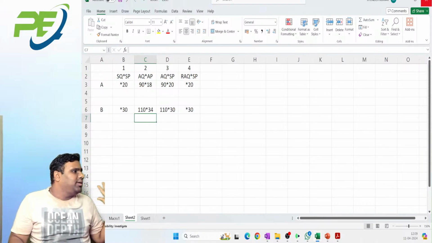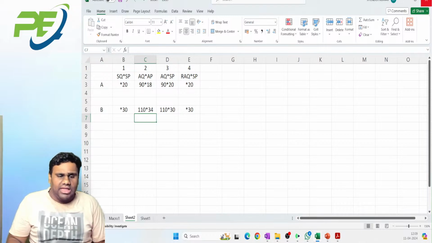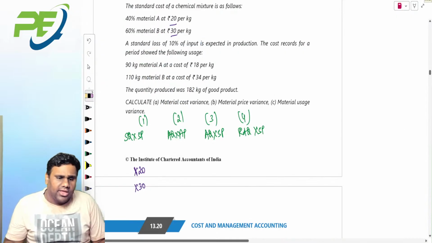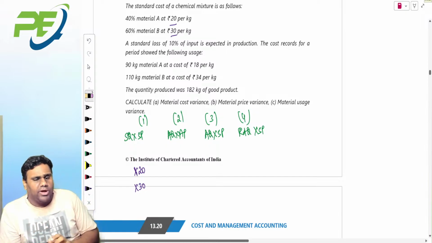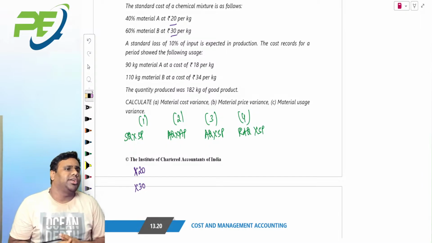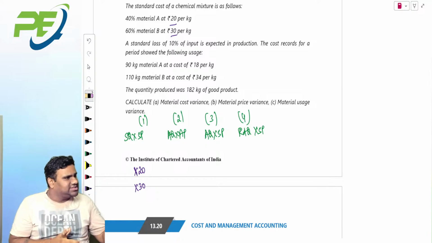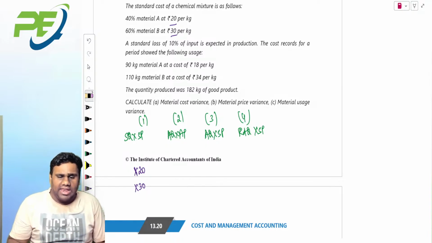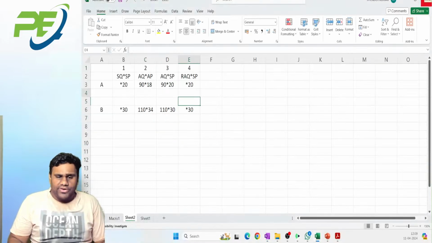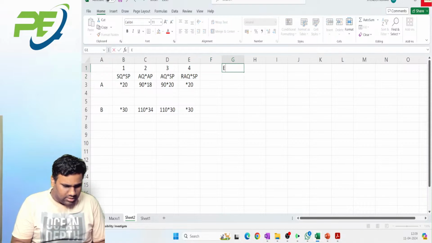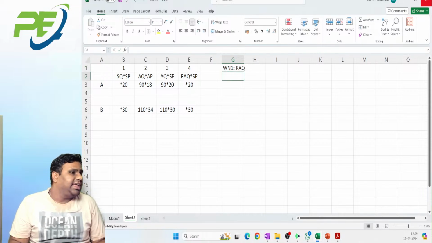If we get this problem over, only two numbers are missing, RAQ and SQ. The quantity produced was 182 kg of good product. What is this? Finished goods. Good. So first, working note 1, RAQ. For RAQ, what did I say? I gave it in the notes.